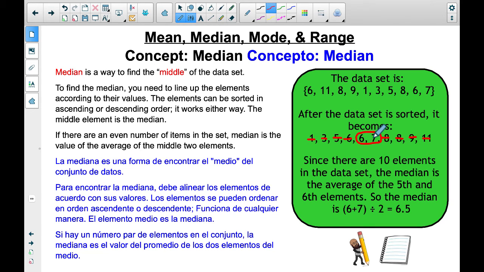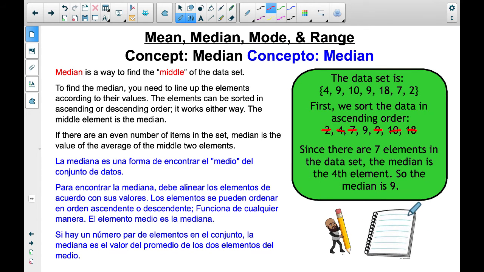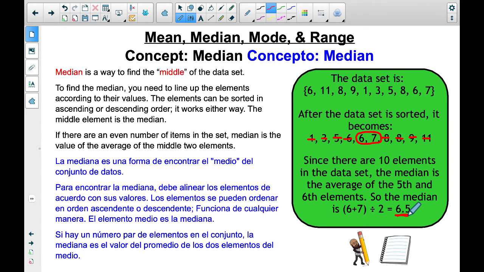So you would add 6 and 7, which is 13, and then you would divide by 2. 13 divided by 2 is 6.5. So the median for this example is 6.5. So it's easy like this one to just find the middle. If there's 2 middle numbers, you have to add them and divide by 2 so you can find the average of those 2 numbers.